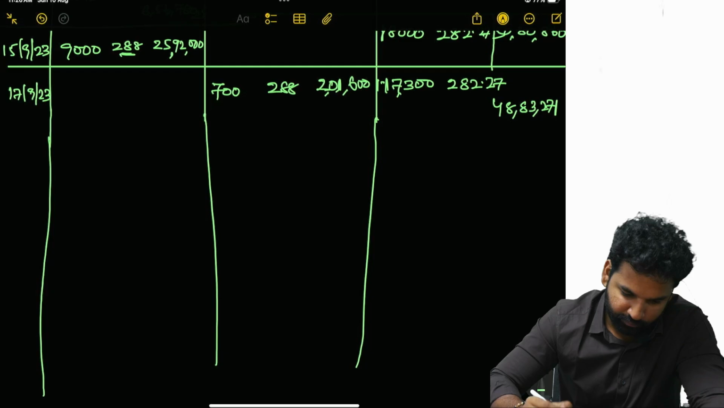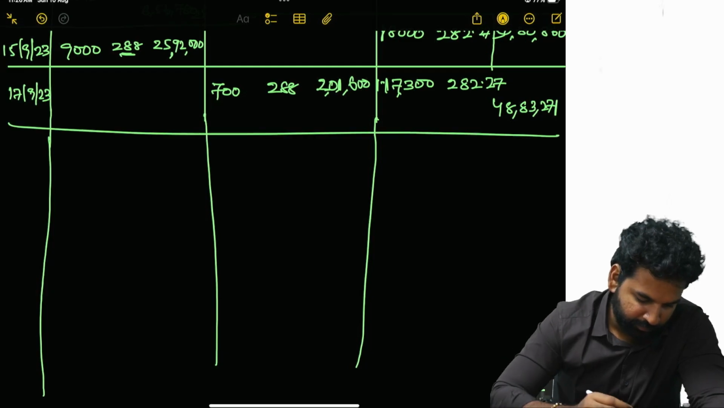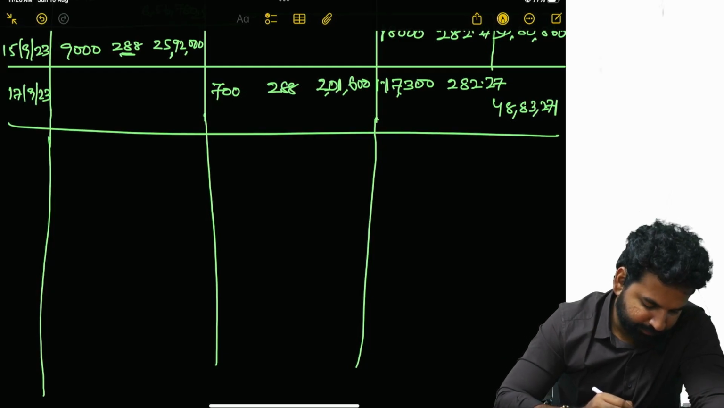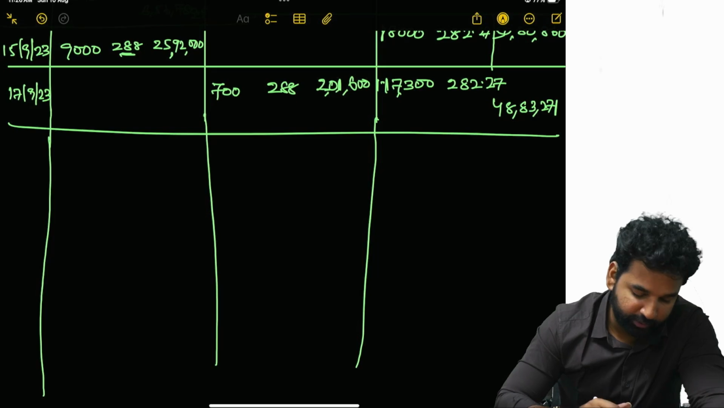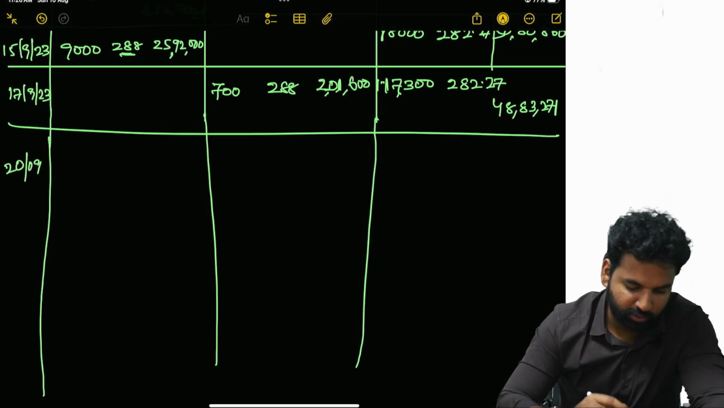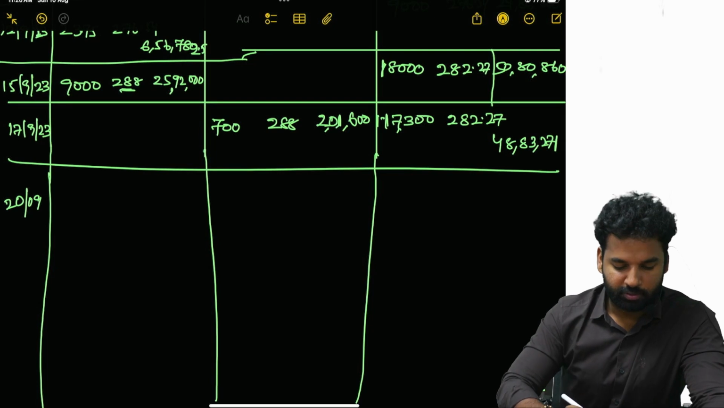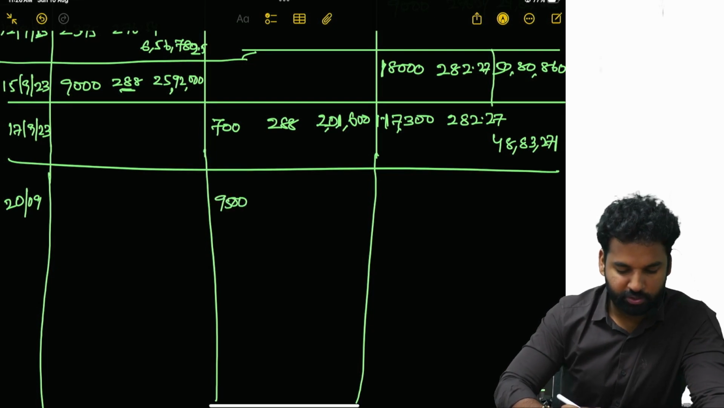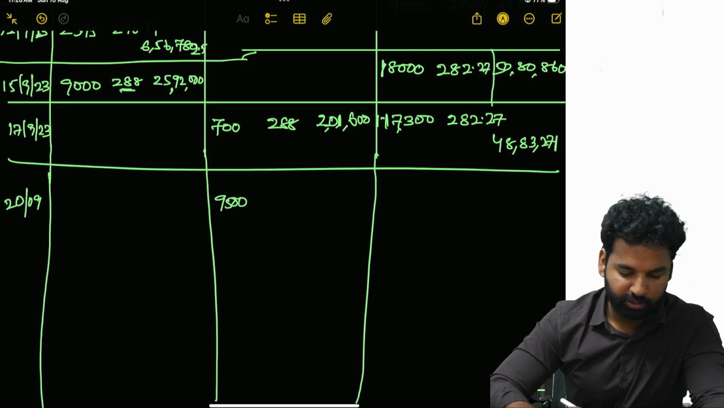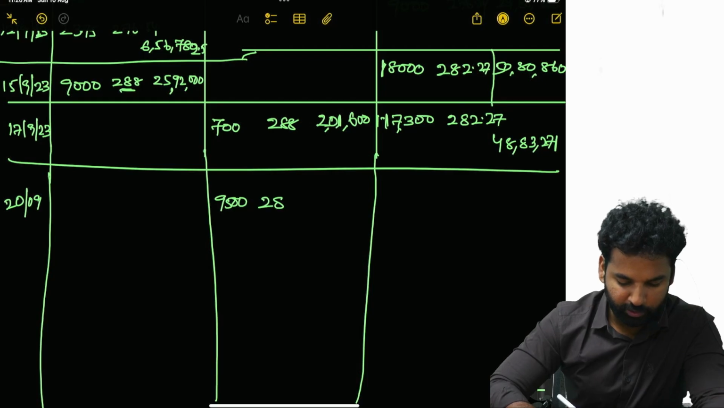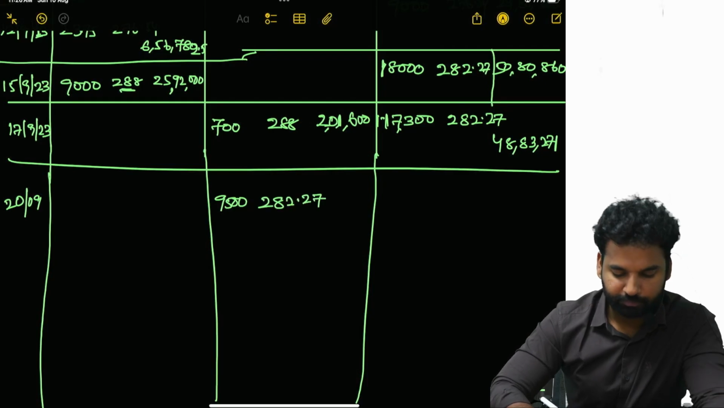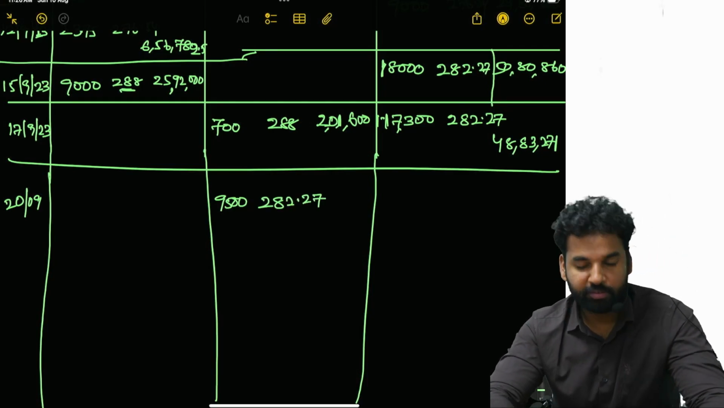Issued at, how much? What date? The 20th, 29. So issues are how many units? 9,500 issues. So out of 17,300, 9,500. At what rate? 282.27. What will be the price?